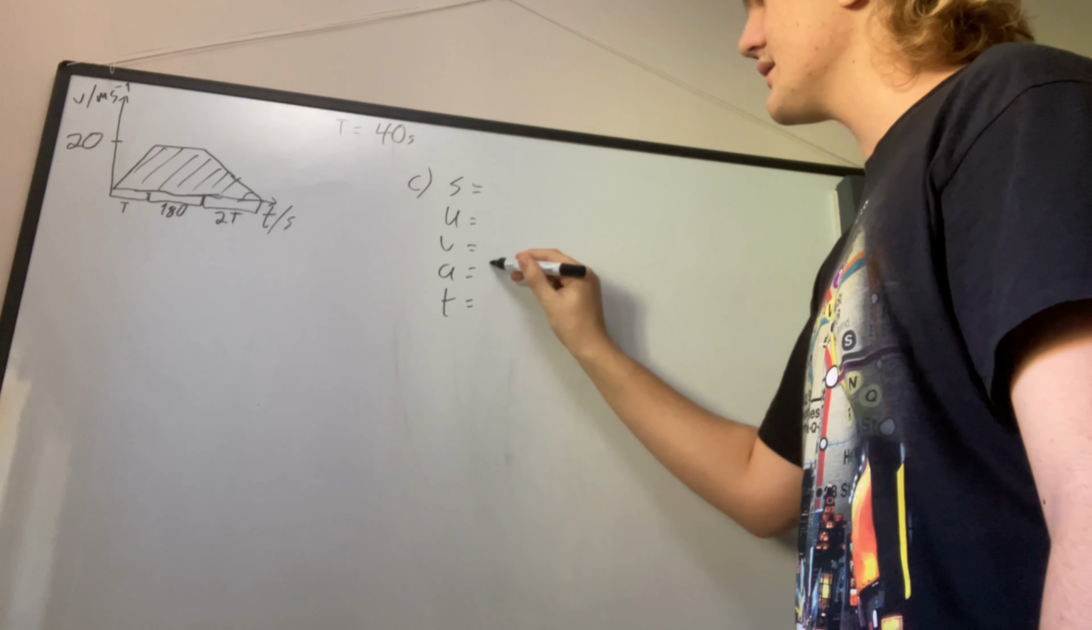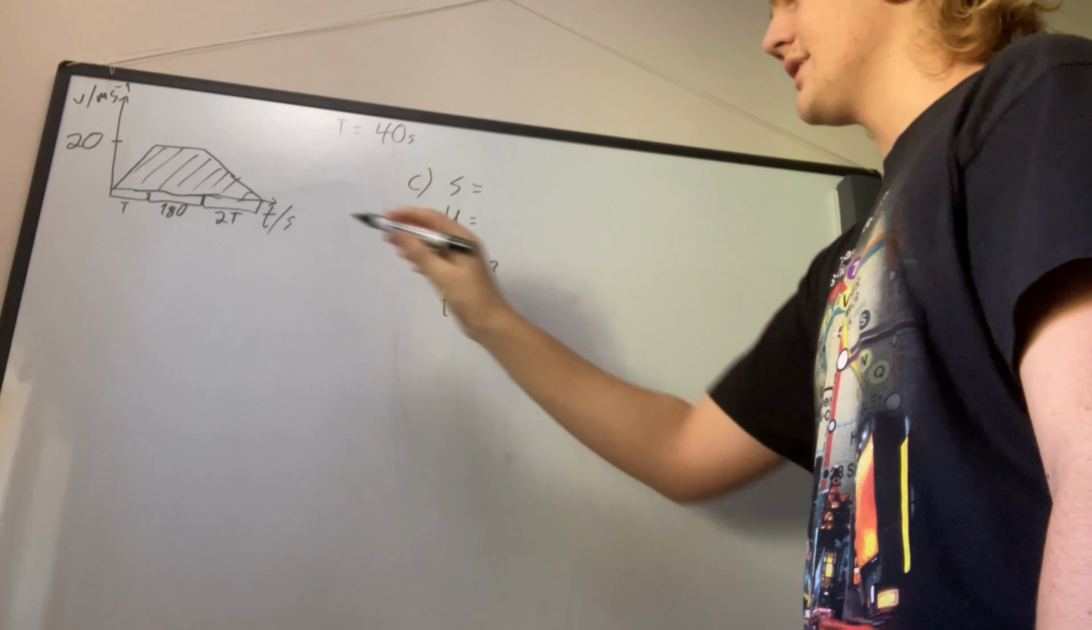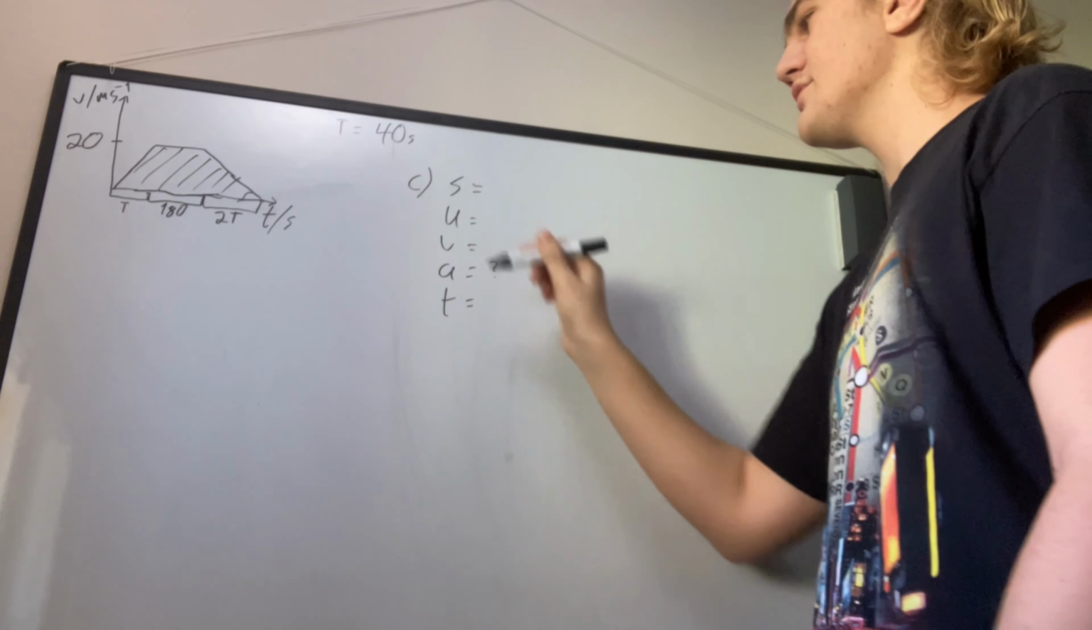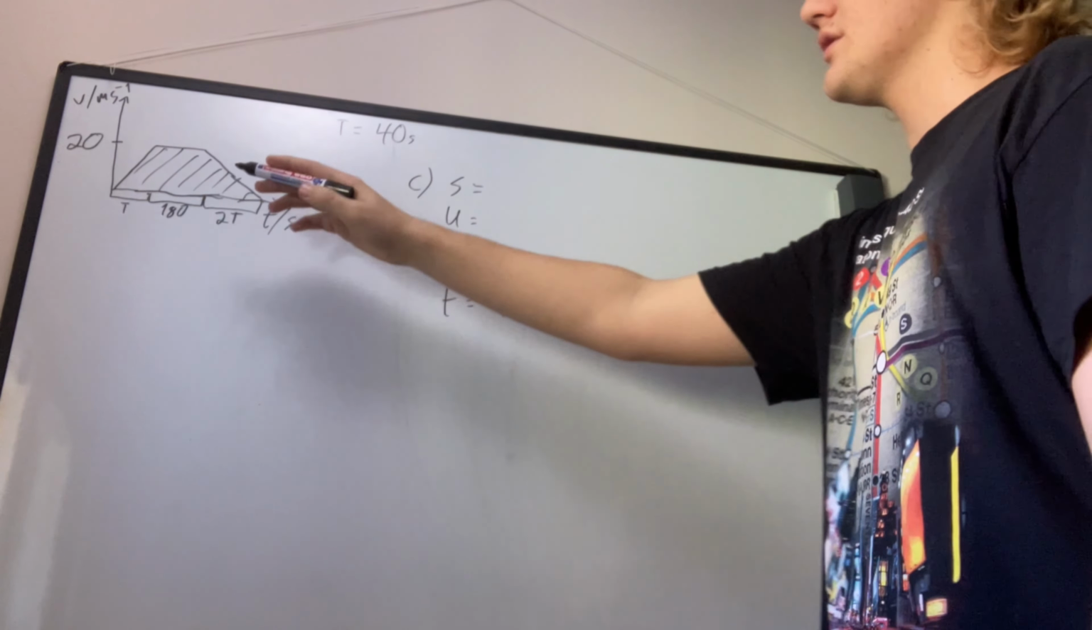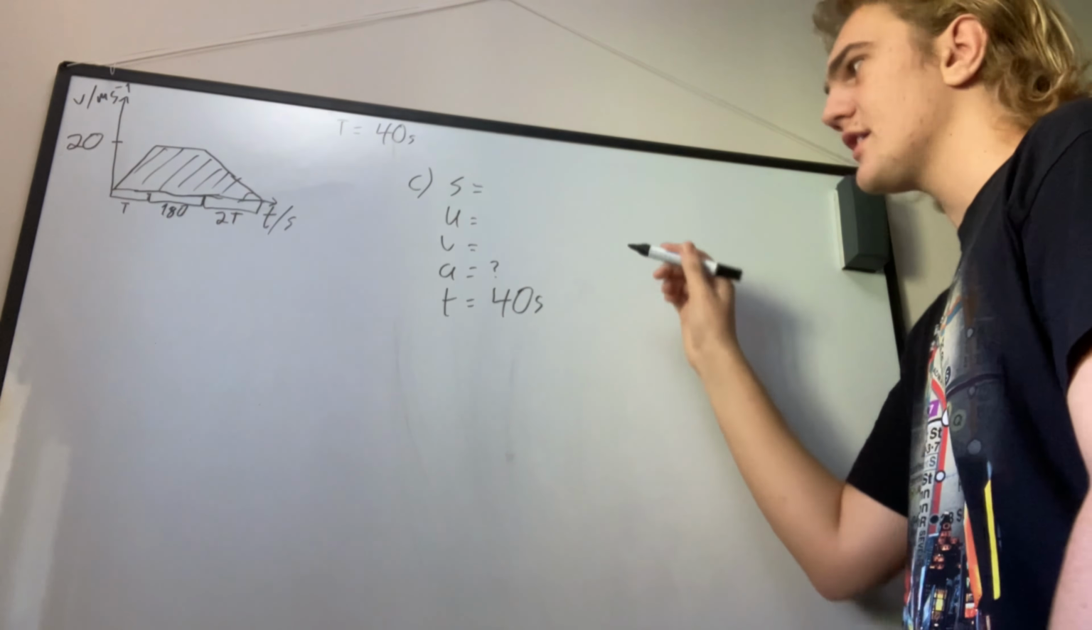We want to find the acceleration because we know the time is t, which we calculate to be 40 seconds. The initial velocity, because it starts from rest, is going to be 0. And the final velocity is 20. And the distance traveled during that first piece of the journey, we don't care about. So here we have u, v, a, and t.